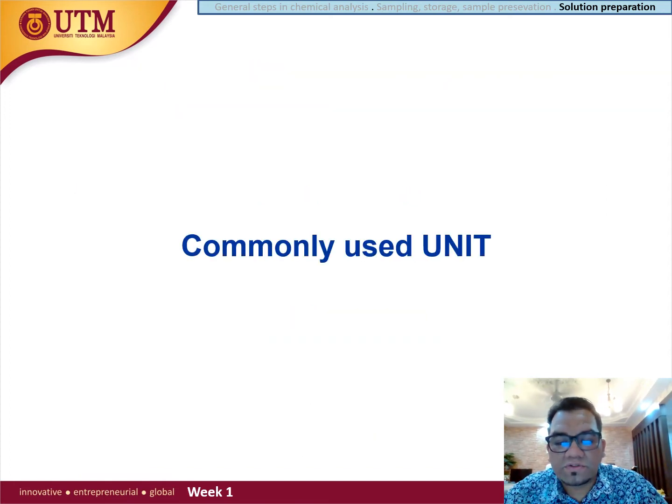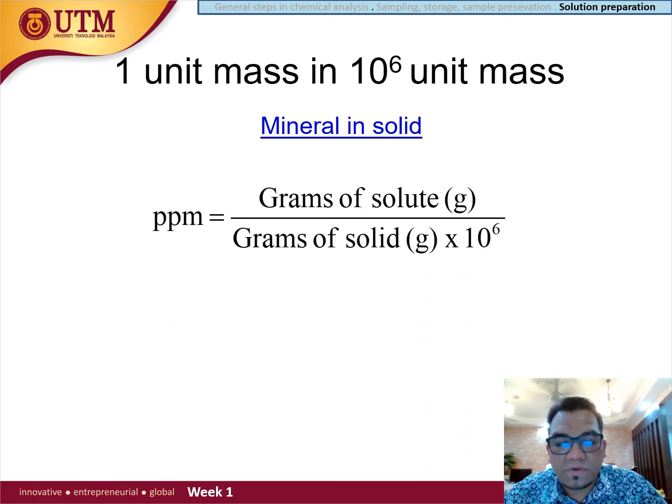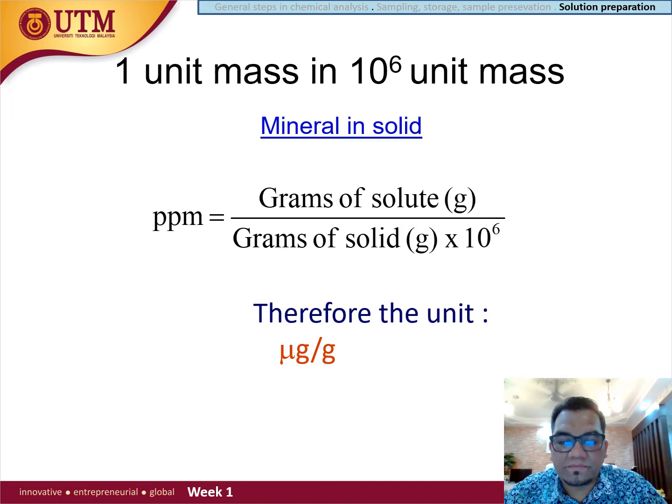So the commonly used unit for concentration is ppm. It is 1 unit mass in a million unit mass, for a mineral in a solid. It is grams of solute divided by gram of the solid. Therefore the unit will be microgram per gram. How does it become microgram per gram? Just divide the unit.